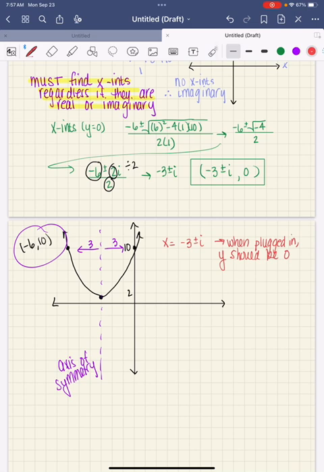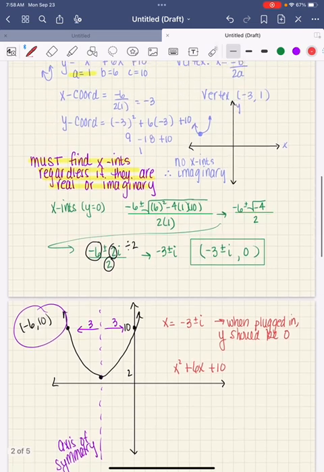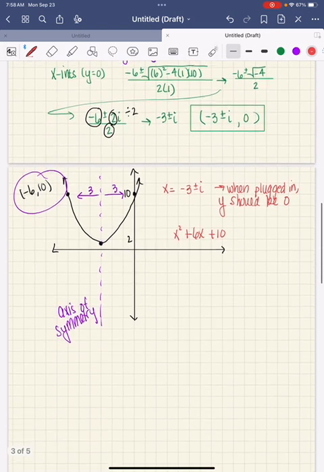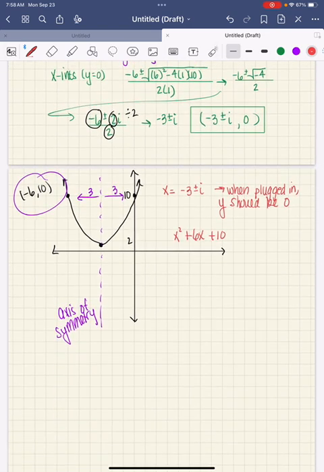So when I check this, the original problem was x squared, I believe, plus 6x plus 10. Let me just double check that was plus 6x and not minus 6x. Great. So when I plug this in, do I get 0? So x, which is negative 3, I'm just going to use plus I to check. You can check negative 3 minus I if you want. And be careful, in the homework, it specifically says in the directions to check your work. So if you don't check your work, you're not going to get full credit.